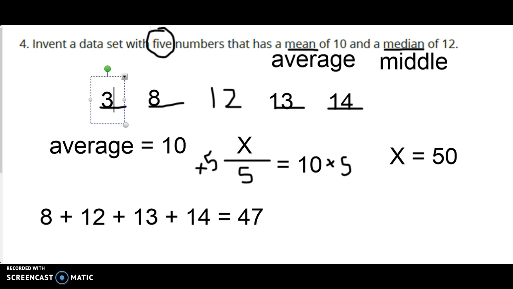Now your data set does not have to look like mine, but here's what it does have to have. You're going to check this. Below 12, you should have 2 numbers that are smaller than 12. Above 12, you should have 2 numbers that are bigger than 12. Your numbers should add up to 50. Go ahead and check yourself now.